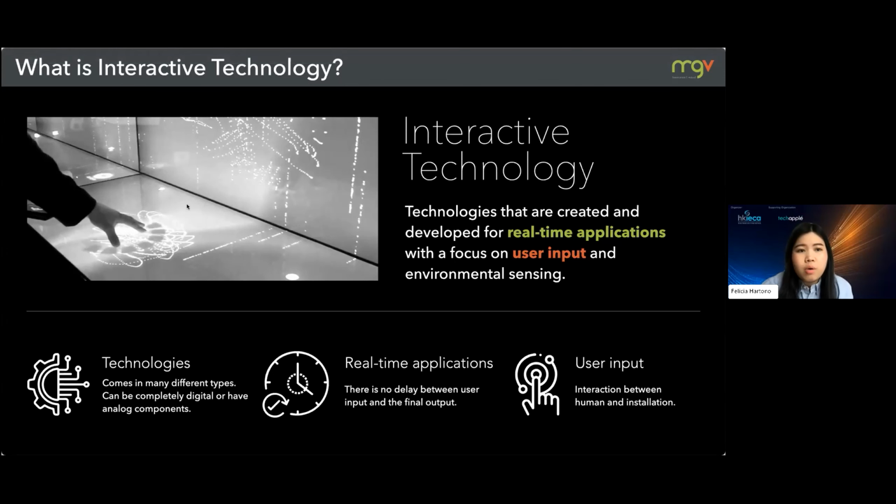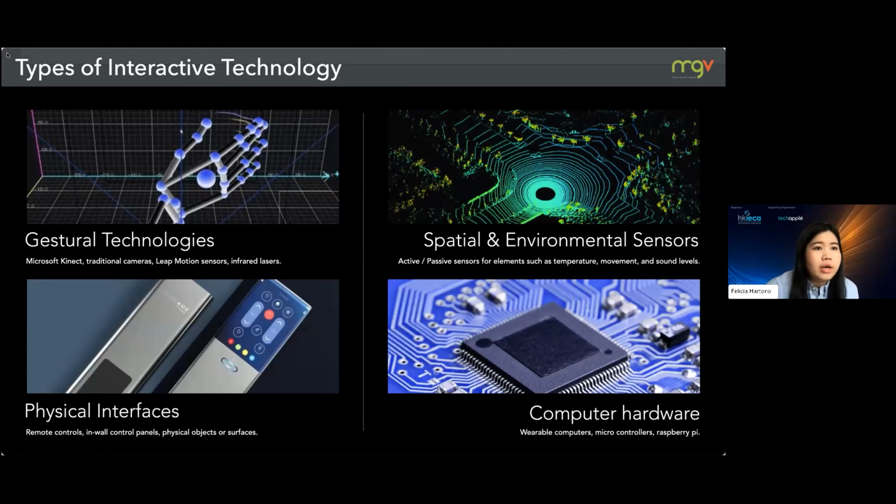Right. So moving on, we're going to be talking about types of interactive technology. With the different types of interactive technologies, you can see here, these are just some of them. There are even more out there, but today I'm just going to be talking about four that I think would be more applicable. First being the gestural technologies. I think this is one of the most used technologies in interactive technology.